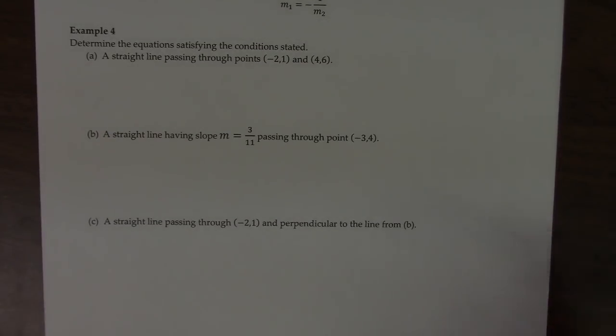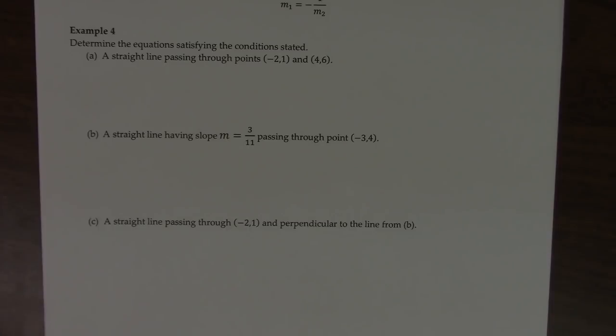So let's look at an example. It says, determine the equation satisfying the conditions stated. The first thing is we're told a straight line passing through points (-2, 1) and (4, 6). So in this particular situation, we weren't given the slope of the line, but we were given 2 points on the line. So before we can write the equation of the line, we have to calculate the slope.